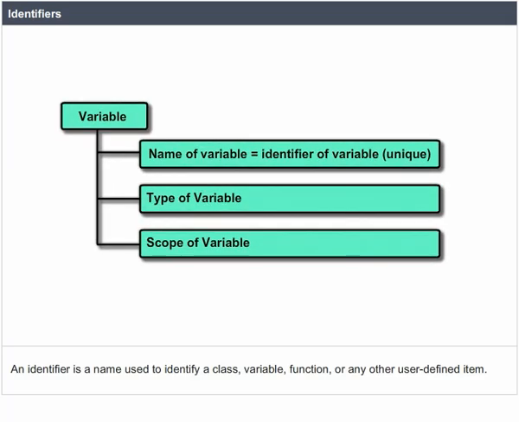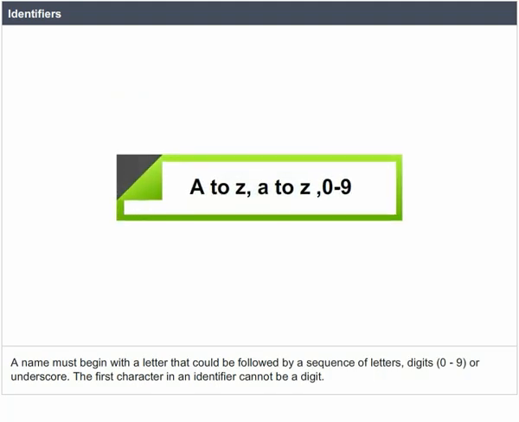Identifiers. An identifier is a name used to identify a class, variable, function, or any other user-defined item. The basic rules for naming classes in VB.NET are as follows. A name must begin with a letter that could be followed by a sequence of letters, digits 0 to 9, or underscore. The first character in an identifier cannot be a digit.